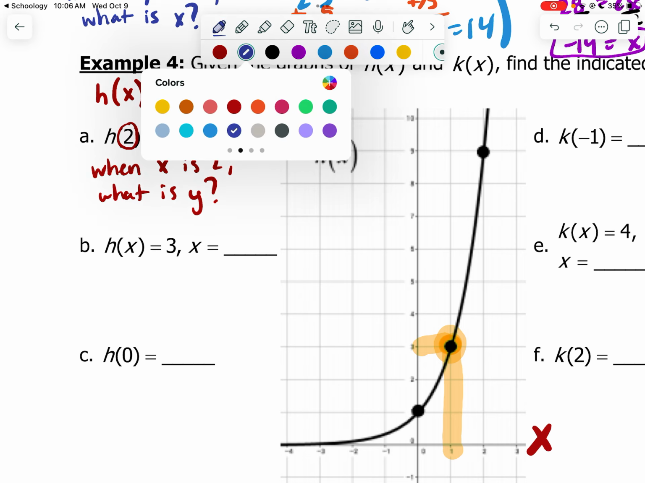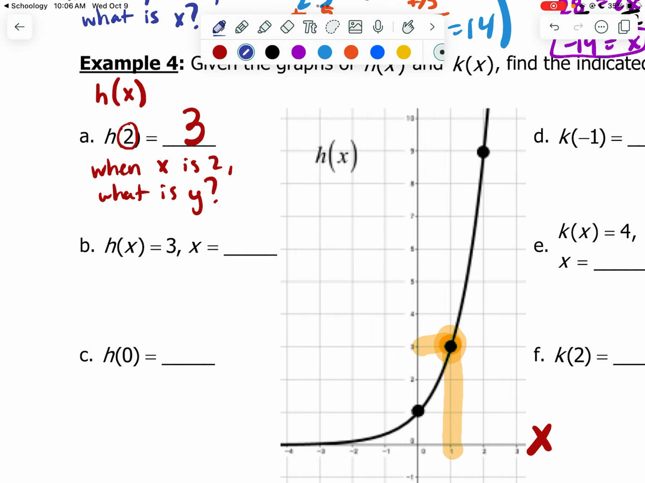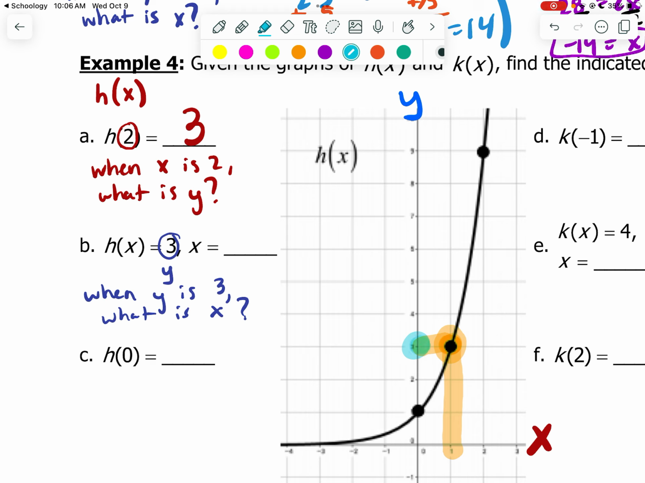Okay, so then B is a little backwards, right? I don't know x, but I know that my output is 3. So this is asking when y is 3, what is x? Okay, so I'm going to go to my graph. When y is 3, so here's my y-axis. Okay, here's when y is 3. What's x? Oh, well, that's kind of the one we just did, right? That x value is at 2.